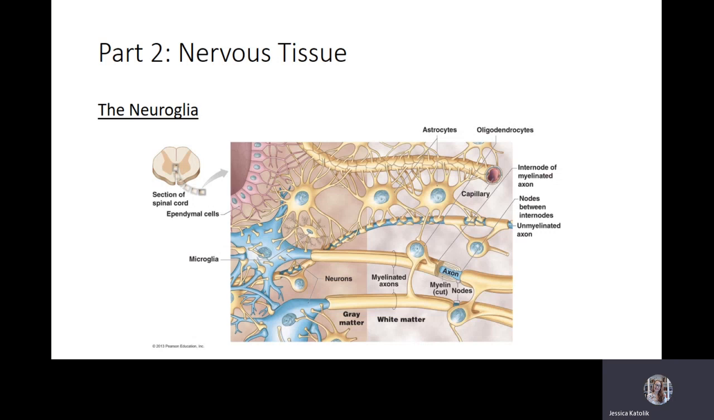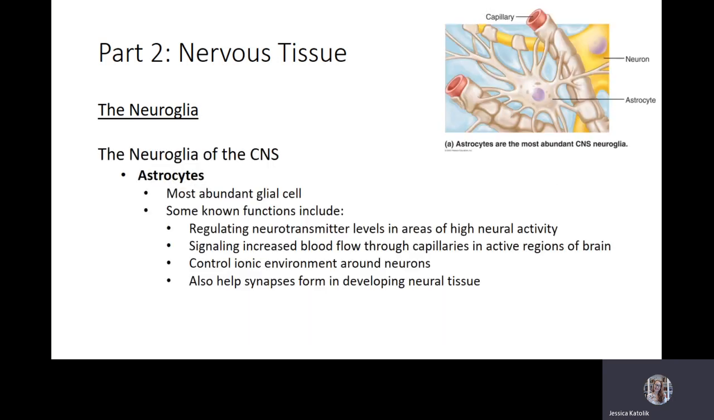Okay, so let's talk about the different types of neuroglia. Neuroglia is really a category of cells that are going to provide that scaffolding and insulation properties. And we're going to have different specific neuroglia in the central nervous system and in the peripheral nervous system. So right now what I'd like to do is go over the neuroglia that are specific to the central nervous system. The first one that I'd like to talk about are the astrocytes.